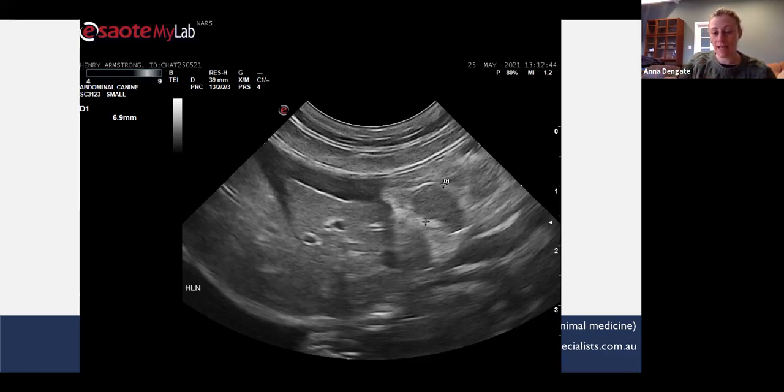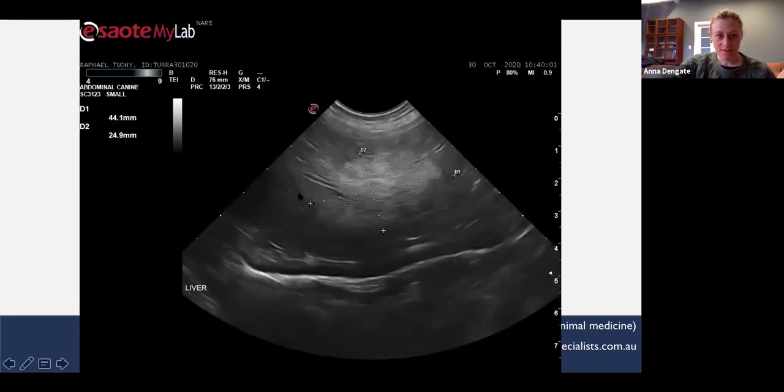So it's A, good to be able to recognise which vessel's which, but B, if you happen to see them both in the same image, to be able to say, okay, those are equivalent in size, and therefore there's probably not either a congestive or a shunting problem going on.